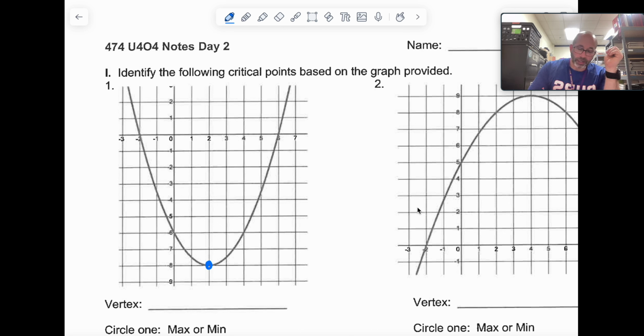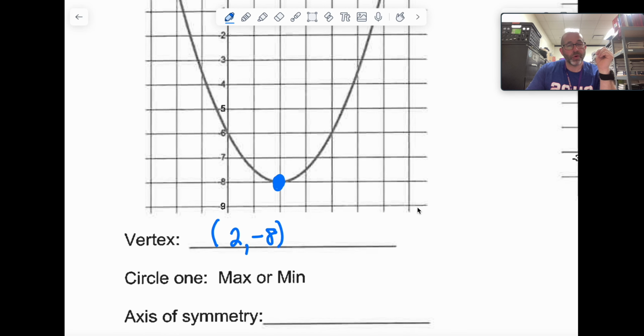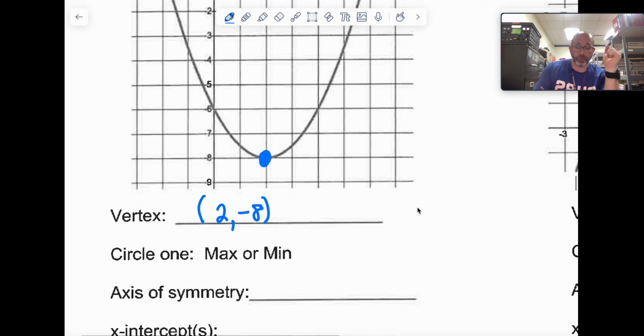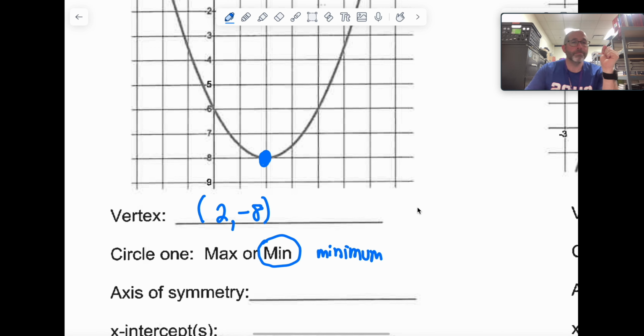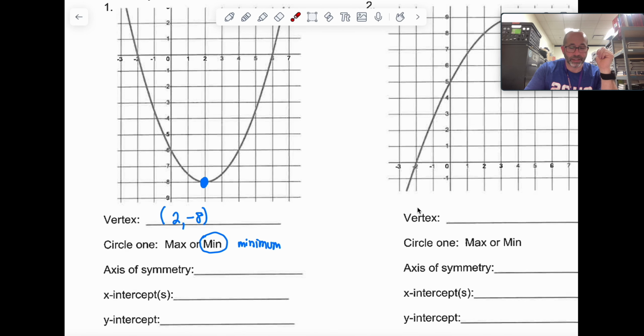Looking at our curve, we can see down here we've got a point. That point is our vertex, and that vertex happens at 2 to the right and then negative 8. So to get there, again, you go 2 to the right and then down 8. That point, since it's at the bottom of our curve, we call a minimum. The actual way to write it out is minimum.